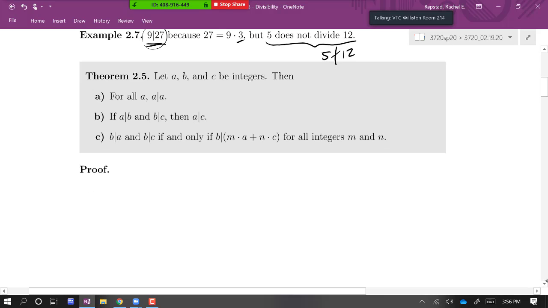All right, so for every integer A, A divides A. That seems like it should be true, and it's as easy to prove as you think it is. A is equal to A times 1. Therefore, A divides A. Done.